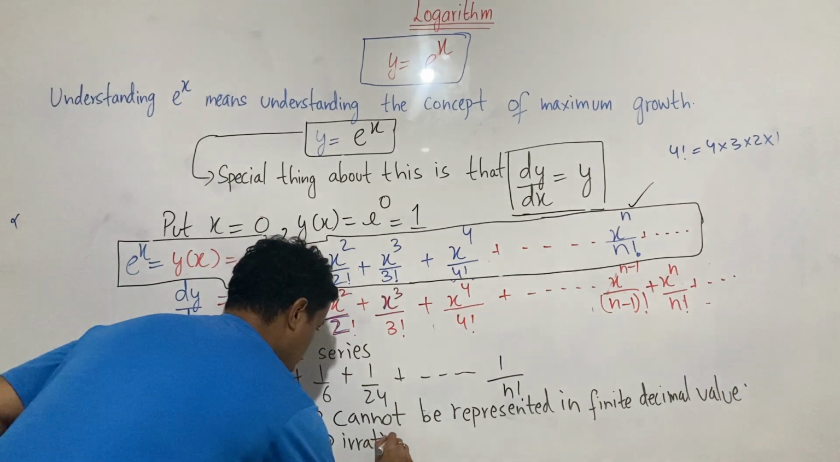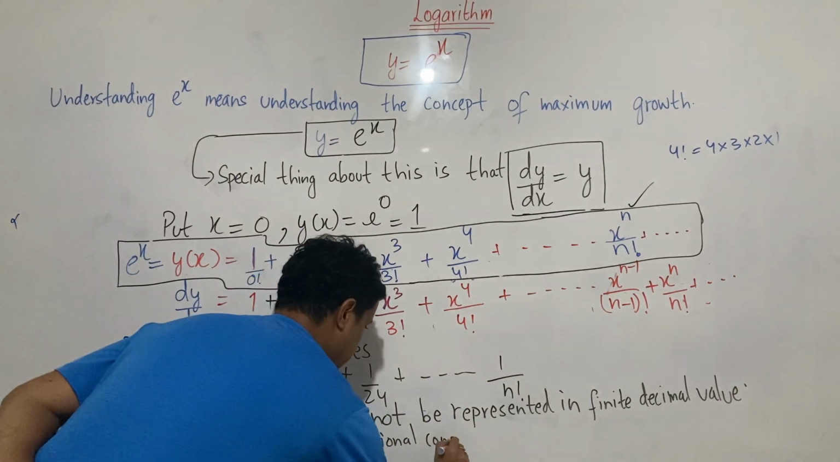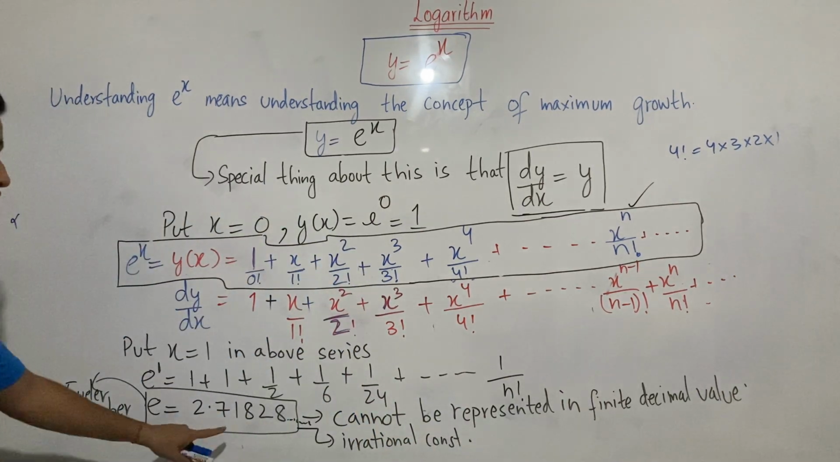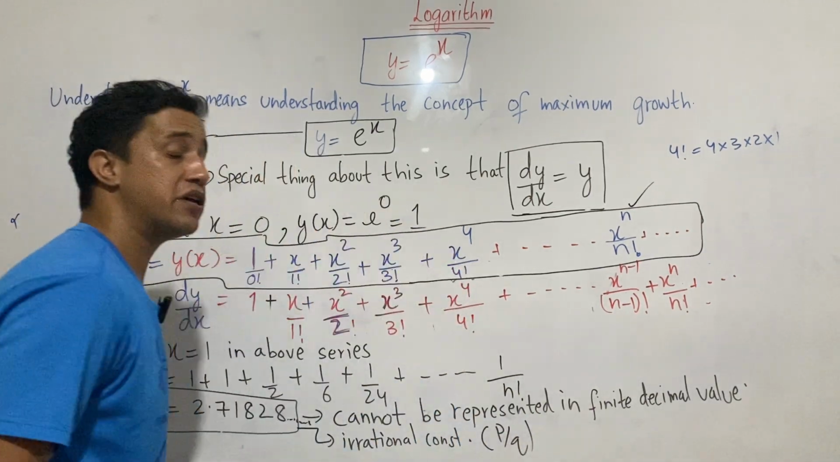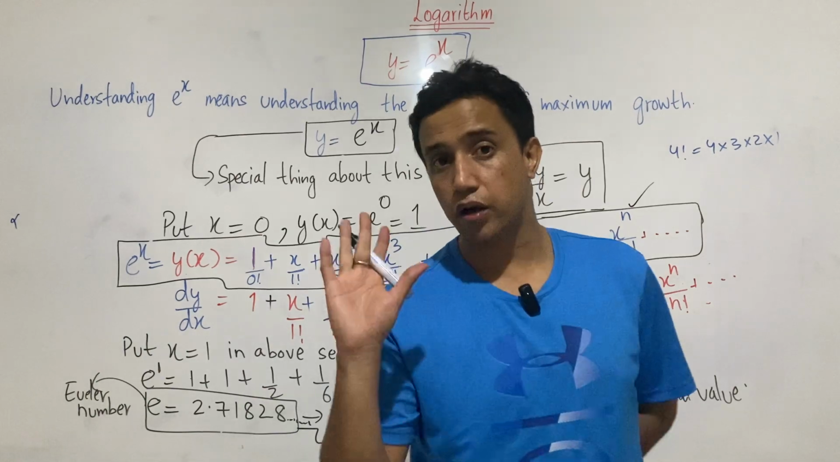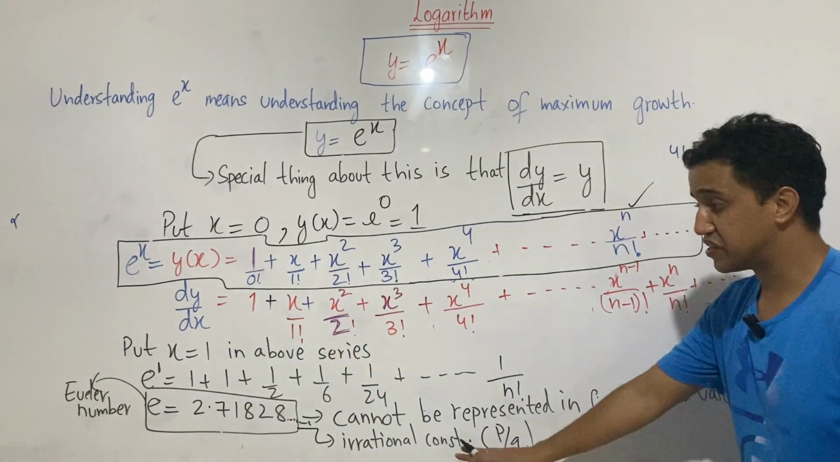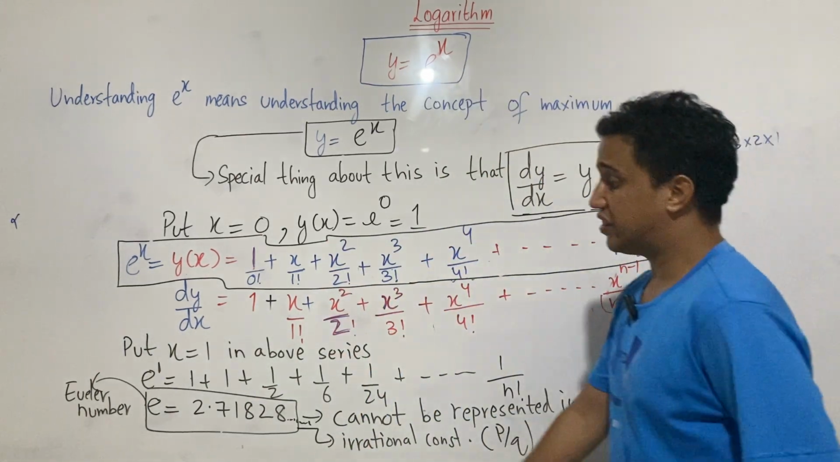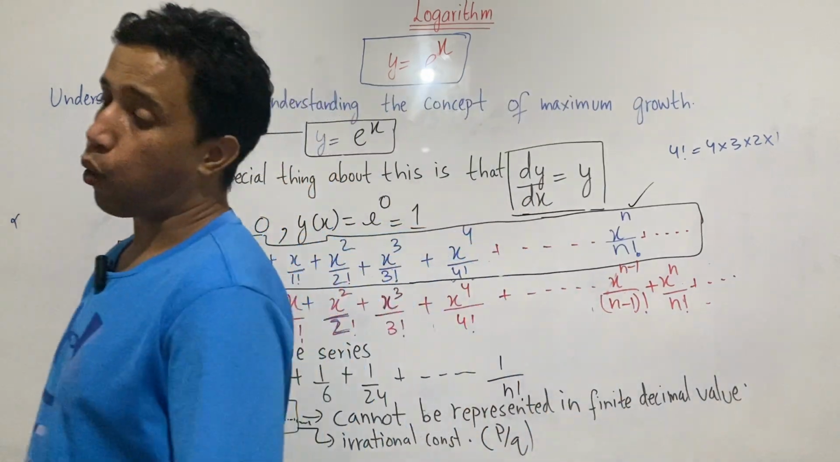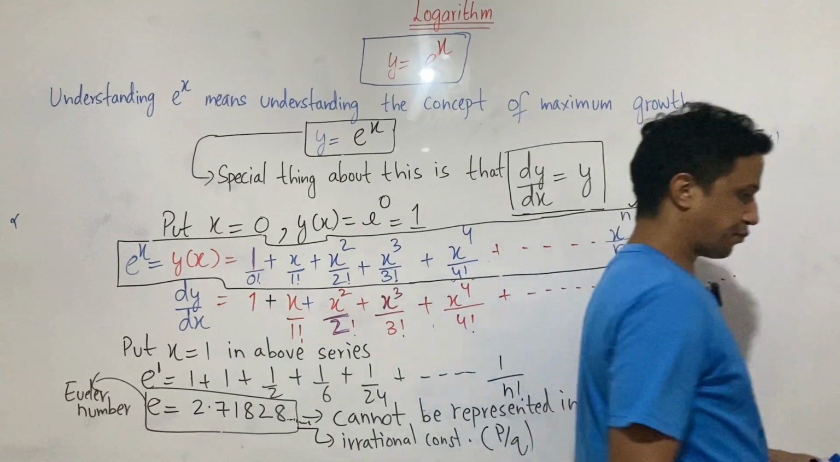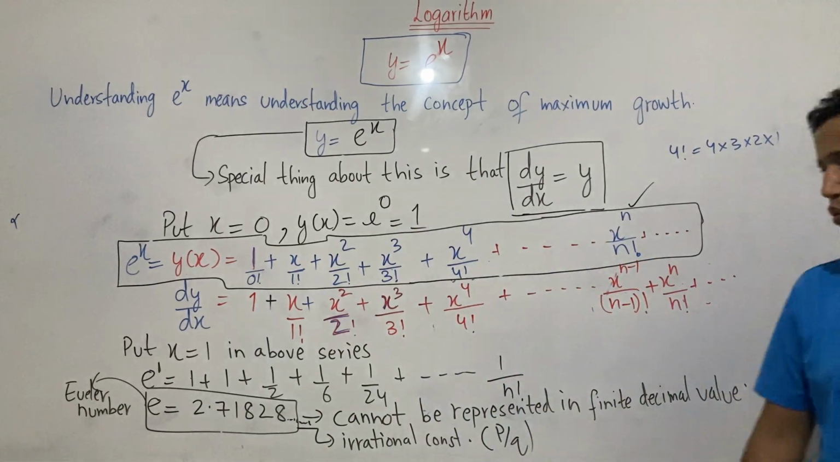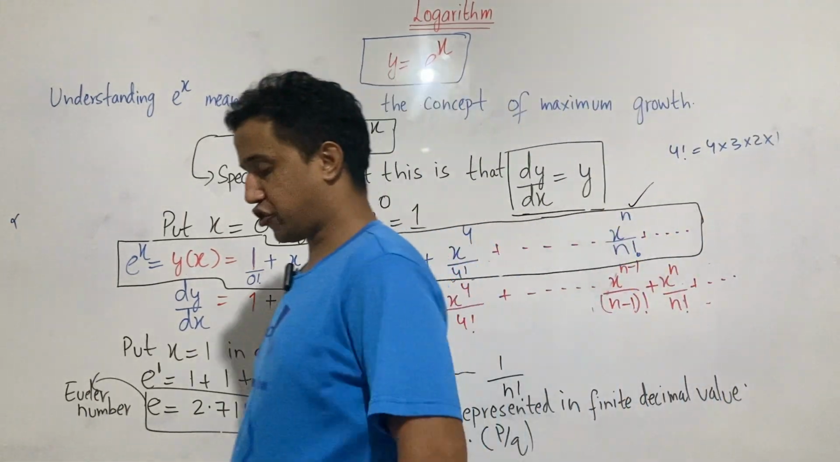Irrational constant. What does it mean? You cannot represent this number in the form of P over Q. So this is an irrational constant. This is a magic number. Why? Now let's come back. Why do we call it a magic number?